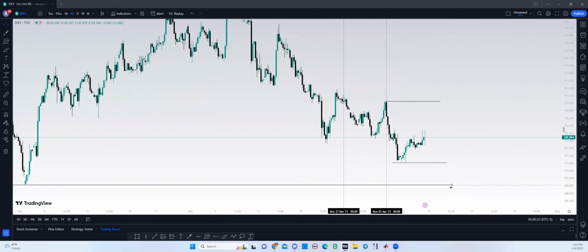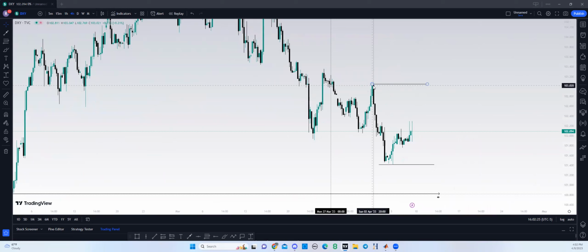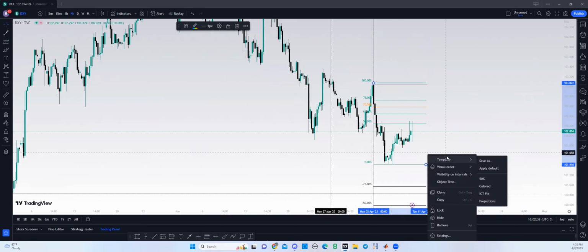We see the exact same thing. Again, the 4 hour has now created a range from high to low, which was last week's template. Within that range from high to low, we also have a fair value gap here that's above 50% that we could be looking for a reaction off of in the midweek.